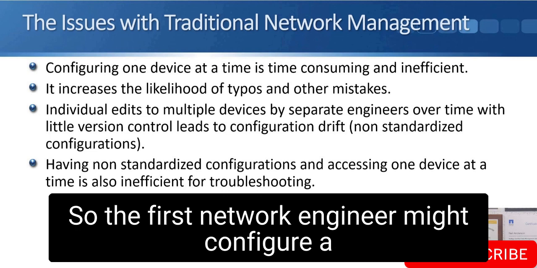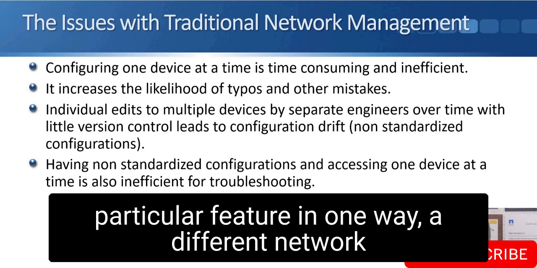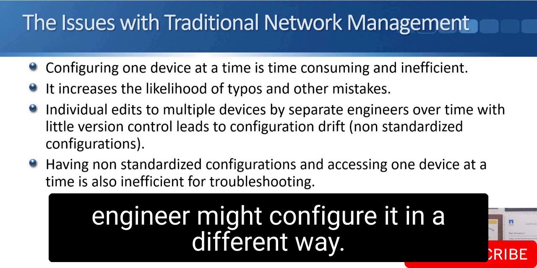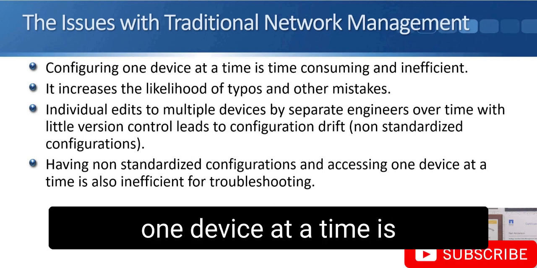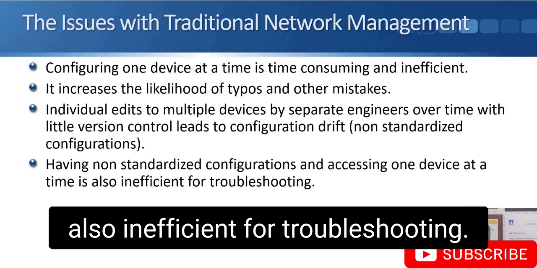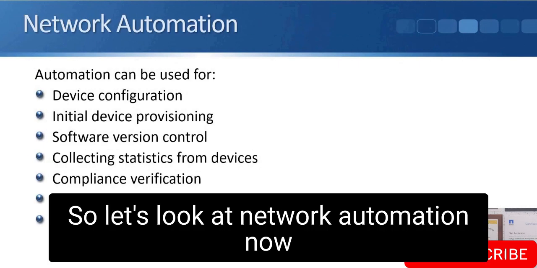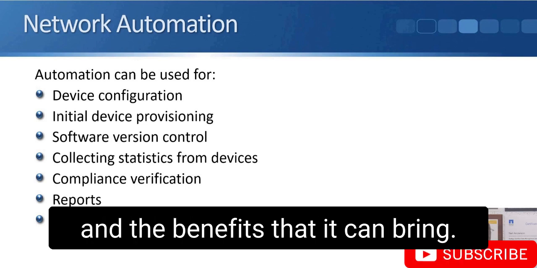So the first network engineer might configure a particular feature in one way, a different network engineer might configure it in a different way. And having those non-standardized configurations and accessing one device at a time is also inefficient for troubleshooting. So let's look at network automation now and the benefits that it can bring.